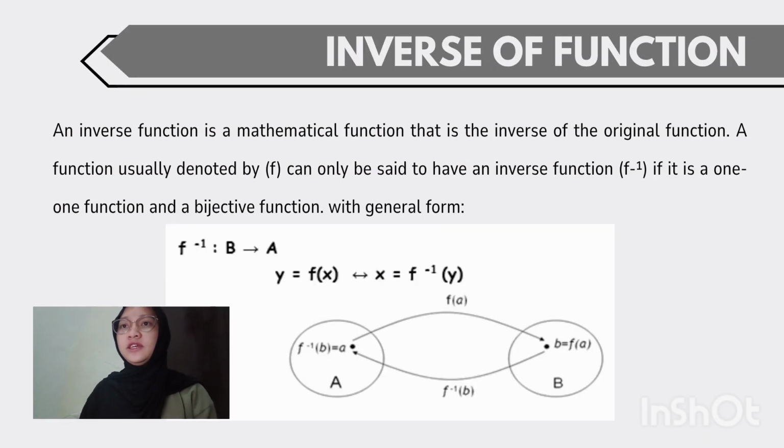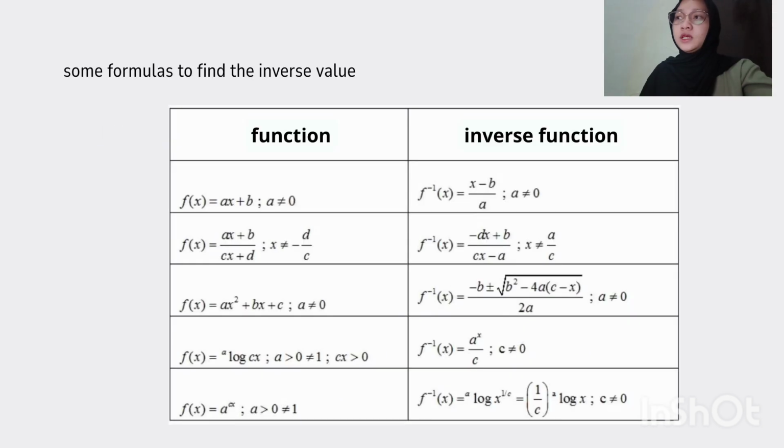Next is the inverse of a function. An inverse of a function is a mathematical function that reverses the original function. A function, usually denoted by f of x, can only be said to have an inverse function, f power negative 1, if it's a one-to-one function and a bijective function, with the general form y equals f of x, x equals f power negative 1 of y. There are some formulas to find the inverse value.